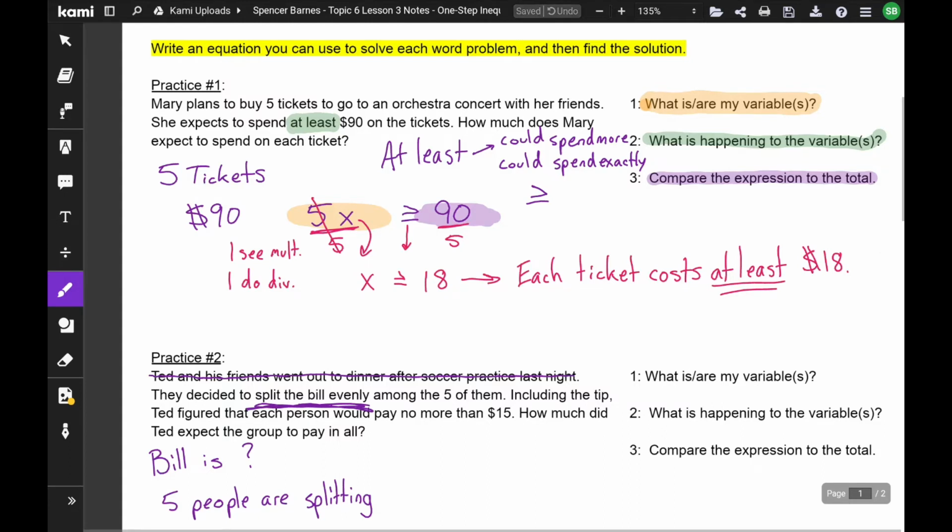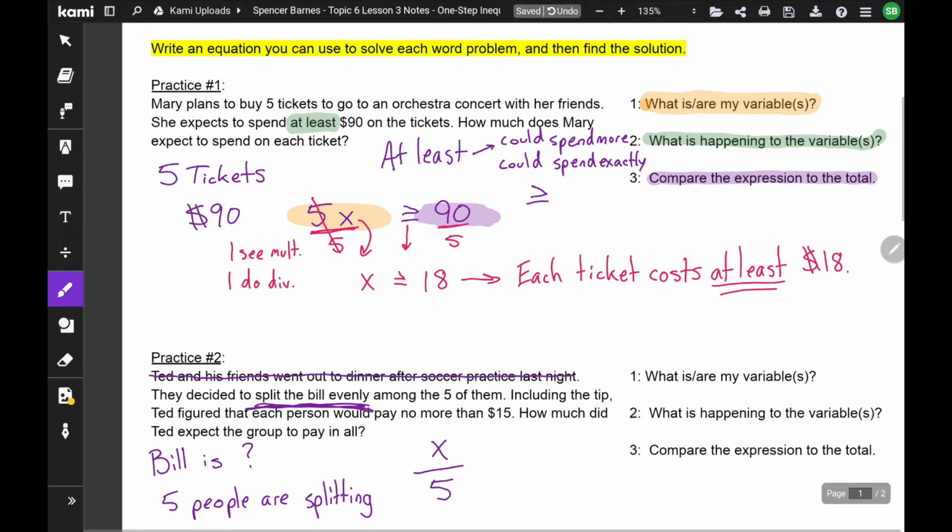So, that tells me my bill is my variable. So that's my x. Okay, my bill is my variable. That's my x. And I'm splitting it. What's happening to the variable, step 2 here, is we're splitting it by 5 people. So splitting is dividing. So x divided by 5. Splitting it by 5 people.